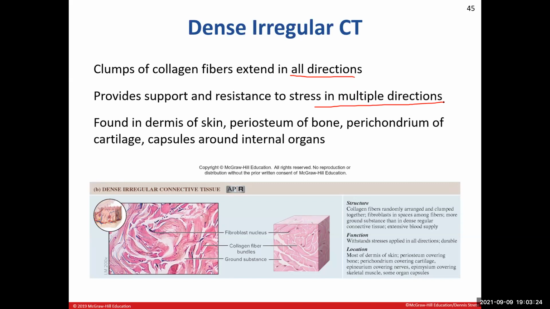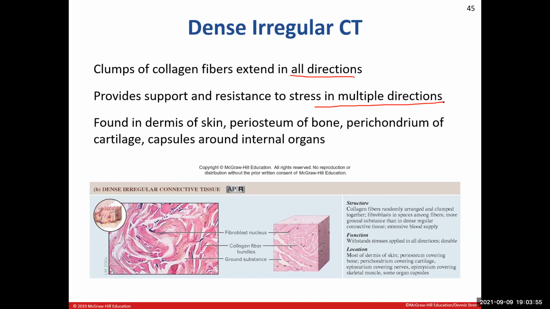That's wonderful because we like that to be attached to our skin, because our skin can get pulled on in different directions. The periosteum of the bone, which is that outer covering around bones that we attach tendons and ligaments to. We also have a nice covering around cartilage. We call that perichondrium. And then, like I mentioned before, a lot of our internal organs will have capsules. And these are going to make up the tissue for those capsules.